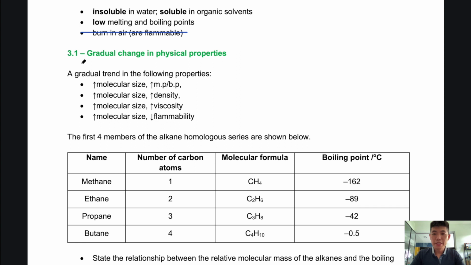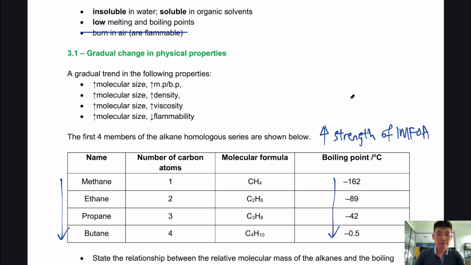Our alkanes family show a trend as the molecular size increases. When the molecular size increases, we observe that the boiling point as well as the melting point will increase. This is due to the increase in strength of intermolecular forces of attraction. As the strength of intermolecular forces of attraction increases, the density will increase because the molecules attract one another more strongly and they come closer together. And this will mean a greater number of particles per unit volume.